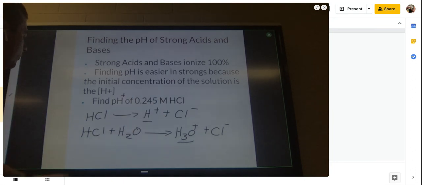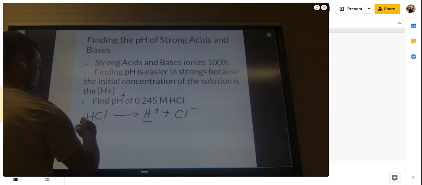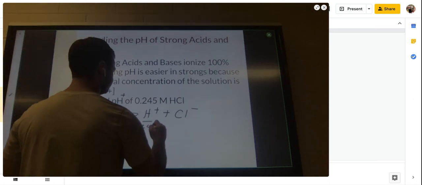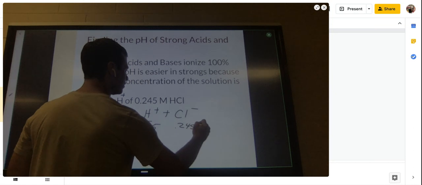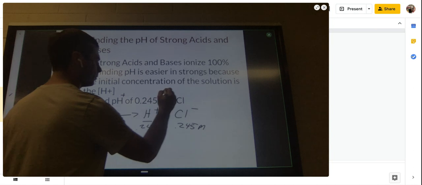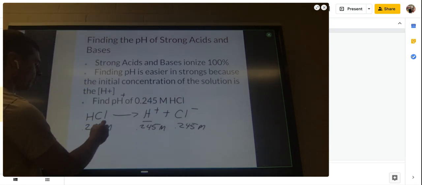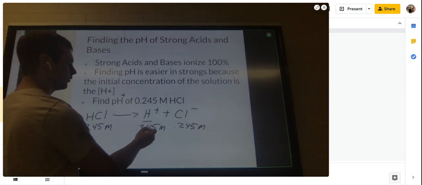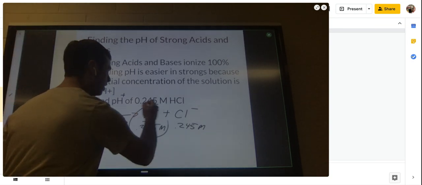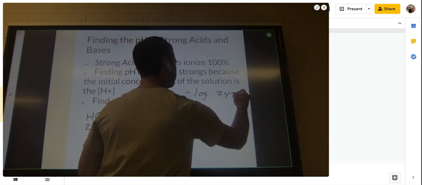I'm going to erase this one because it's going to be the same thing. Because this is a 1-to-1 ratio in terms of moles, our concentrations of these things are exactly the same. If that's 1 mole, that's 1 mole, that's 1 mole, and we're all in the same container, that would be 0.245 moles per liter, 0.245 moles per liter, 0.245 moles per liter. So to find the pH, we're going to take the negative log of 0.245.